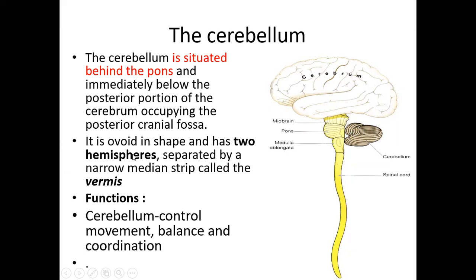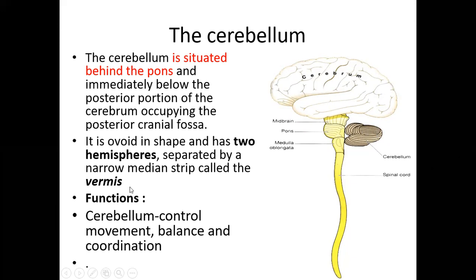It is ovoid in shape and has two hemispheres. Just like the cerebrum has two hemispheres, this also has two hemispheres, separated by a narrow median strip called the vermis. In between the two cerebellar hemispheres, not cerebral, these are called the cerebellar hemispheres. They are connected by the vermis.